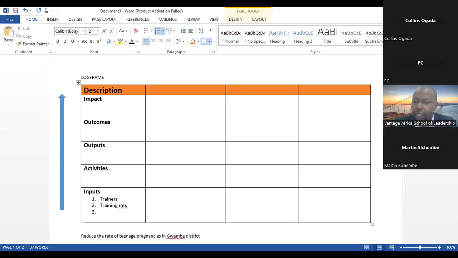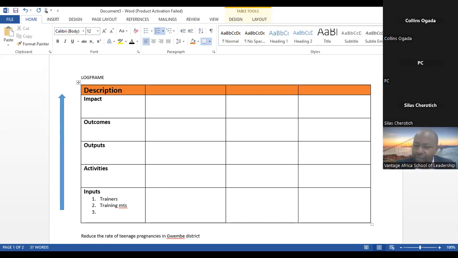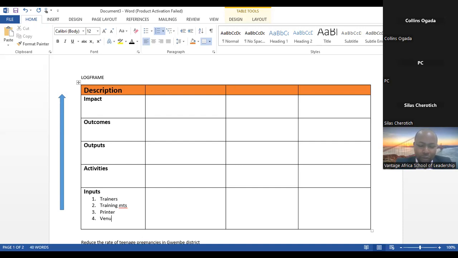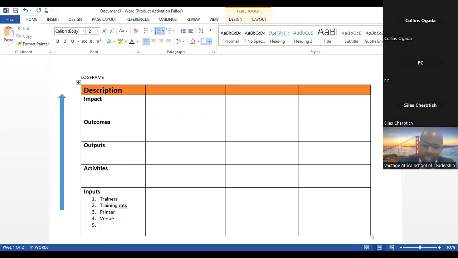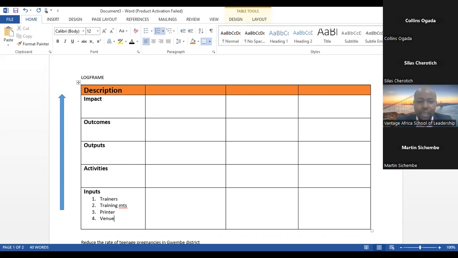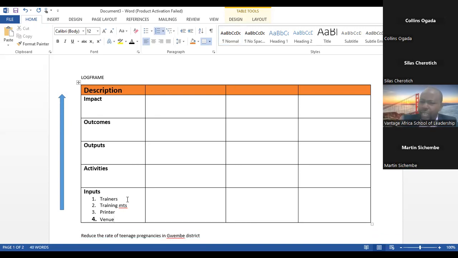Prof, can I come out with what I tabulated on the input? Let's hear from Martin first. Yes, so I was saying that I had the time, funding, then trainers and the instructors, that is two trainer of trainers, then stationery, then printer, refreshment for trainers and participants, and venue for training. Printer, venue, stationery, and all those kind of things. And you can put any other input that you would feel would add value to your project.